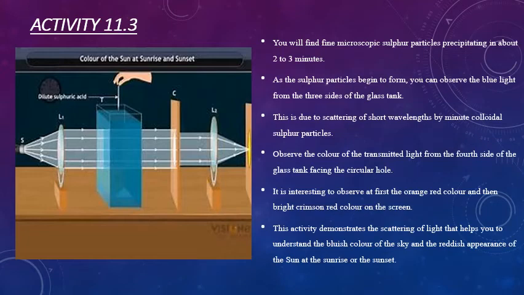This is an activity given in your textbook. What is the activity here? The rays of light are allowed to pass through this solution. In this solution, sulfur is present, and then afterwards we see the beam of light passing. Just quickly we will see the activity.